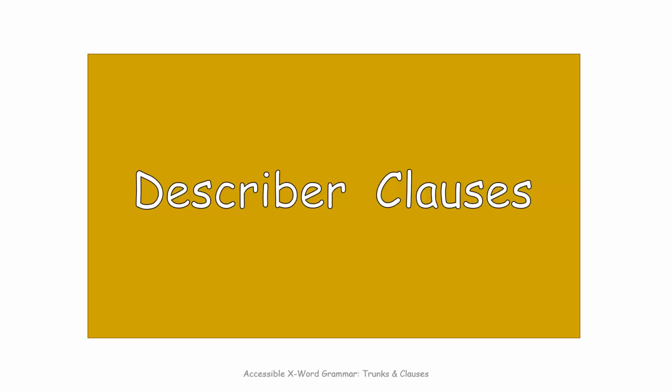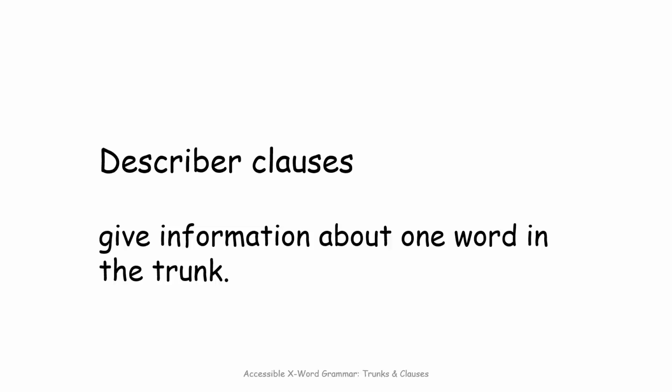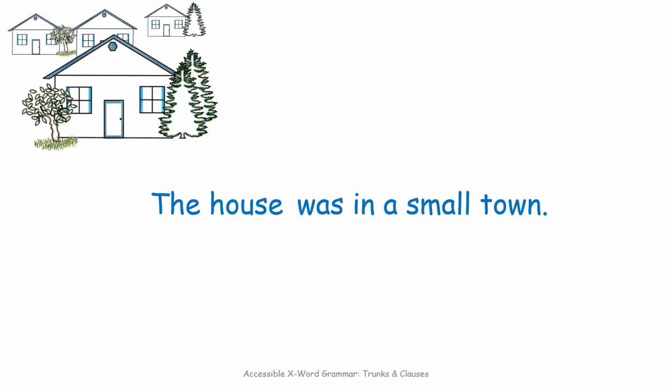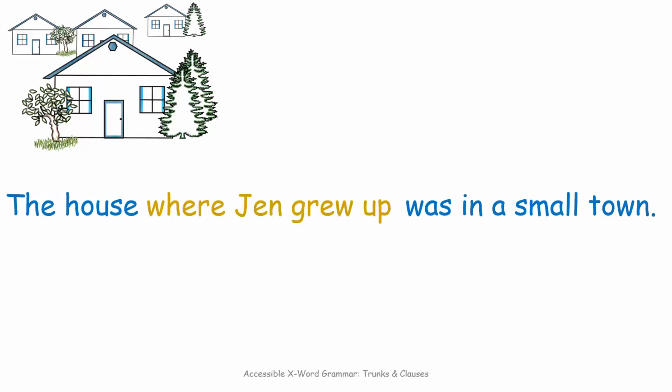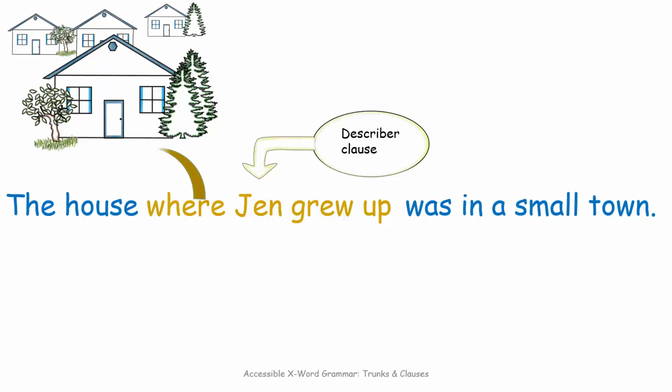Describer clauses describe something in the trunk, usually the word before the clause. Describer clauses give information about one word in the trunk. In this example, the trunk is, the house was in a small town. Where Jen grew up is a describer clause. It describes house. Where is the clause word.